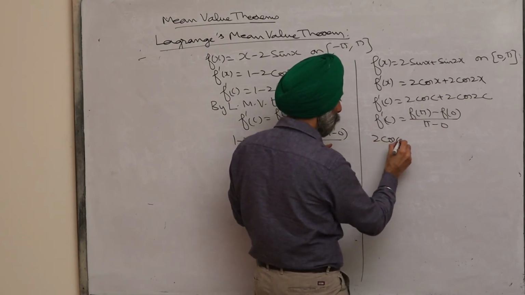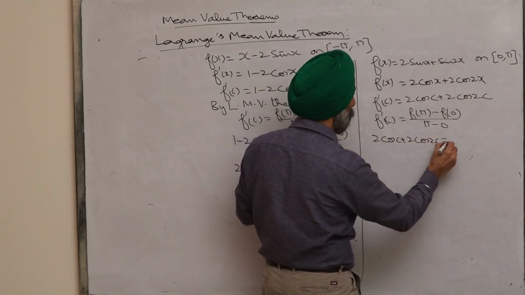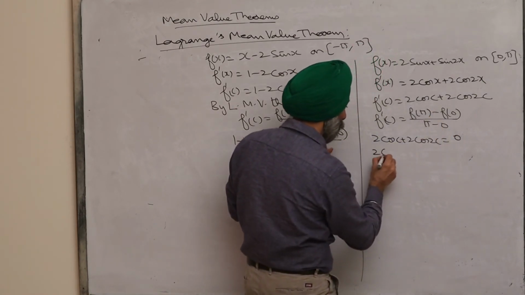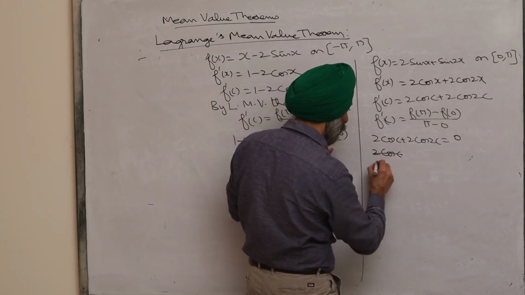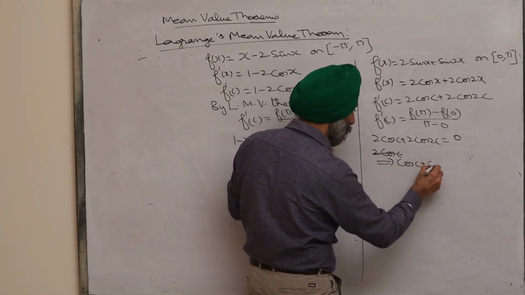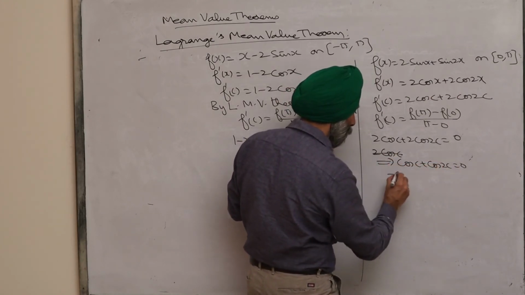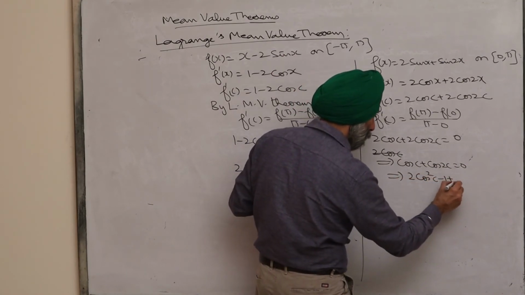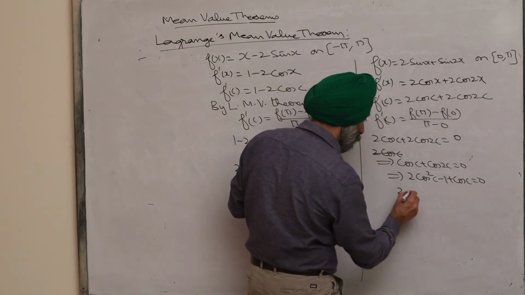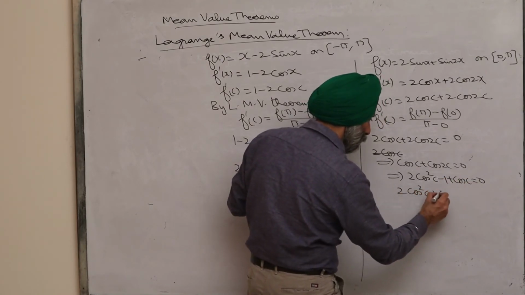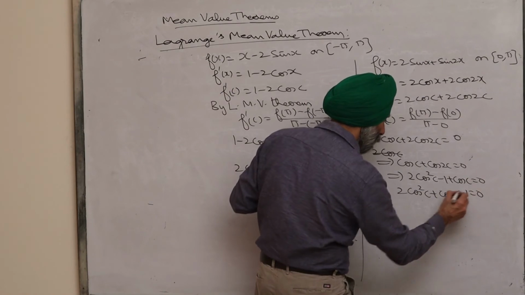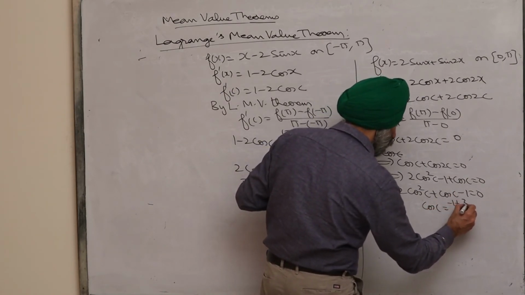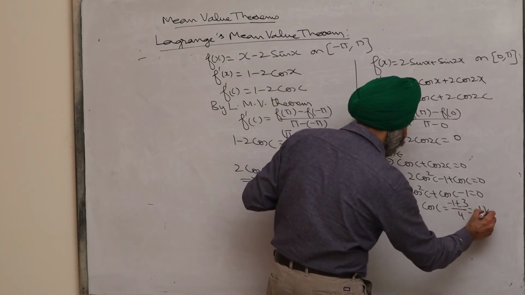So 2 cos c plus 2 cos 2c is equal to, what is that? It is 0 here. Now can I say that cos c plus cos 2c equals 0? So this implies 2 cos square c minus 1 plus cos c equals 0, that is 2 cos square c plus cos c minus 1 equals 0, and the roots are minus 1 plus minus 3 by 4, which is minus 1 or half.